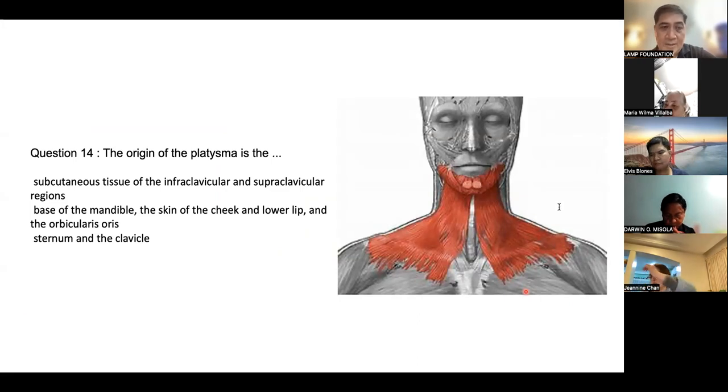What is that there? Insertion. Sir, what is this? The alveolar? No, fibers of the orbicularis oris. Okay. So thank you very much, Ma'am Wilma.